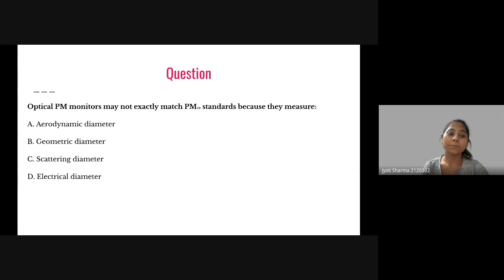Okay, so optical particulate matter monitors may not exactly match the particulate matter 10 standard because they measure aerodynamic diameter, geometric diameter, scattering diameter, electric diameter.